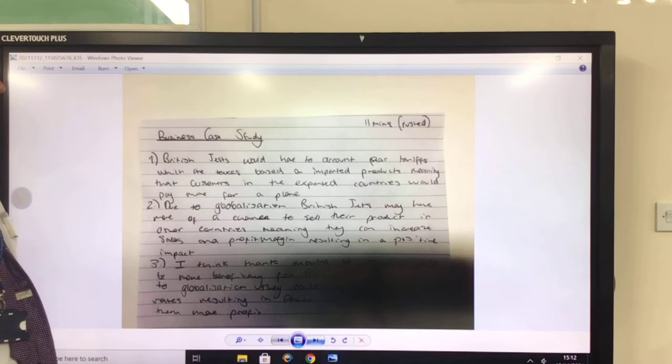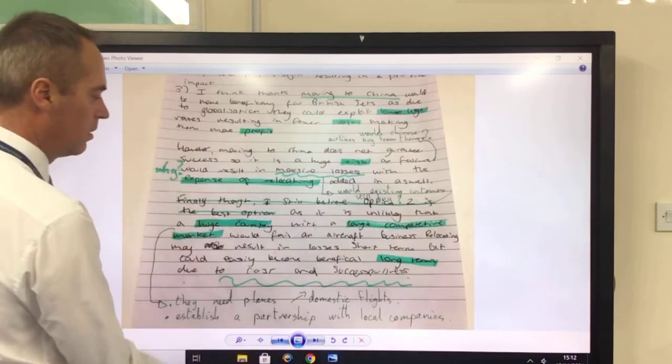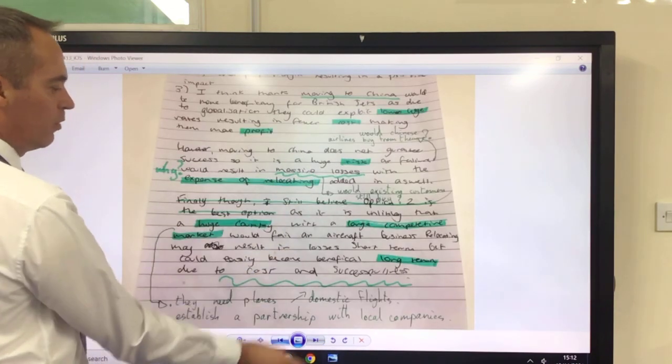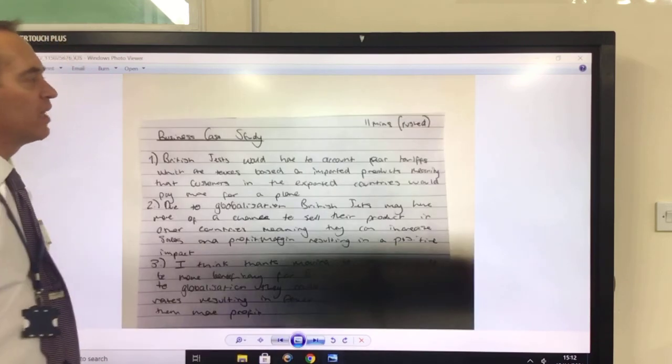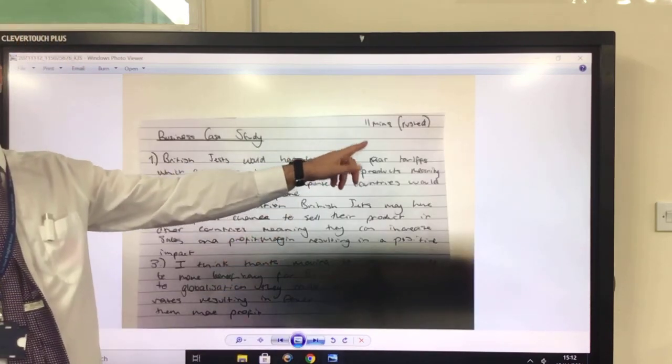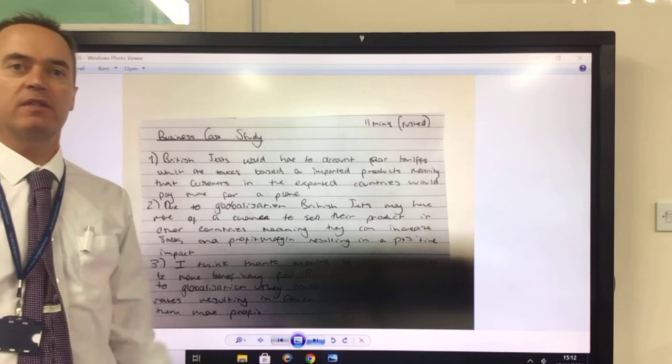So even if I take away 1 point in this paragraph and 1 point in that paragraph, you would have scored 11 points out of a possible 13 in 11 minutes. Very well done.